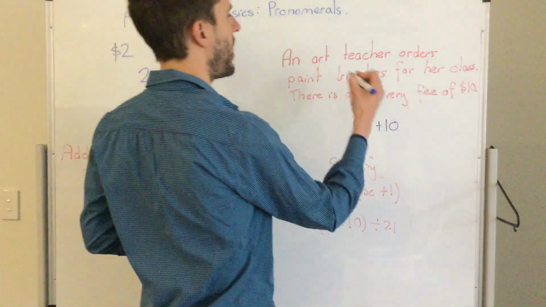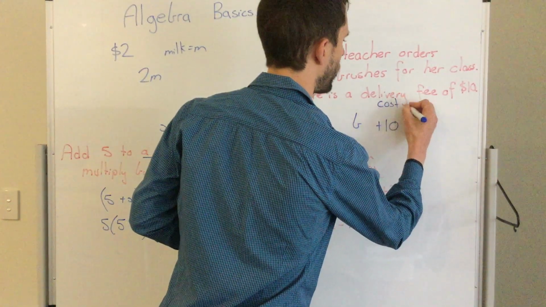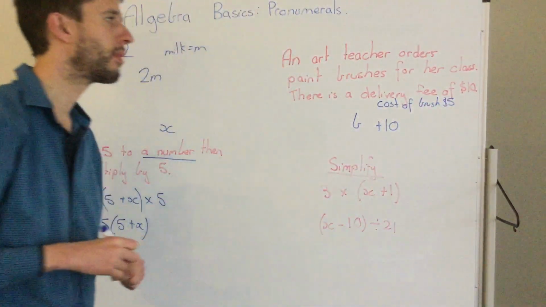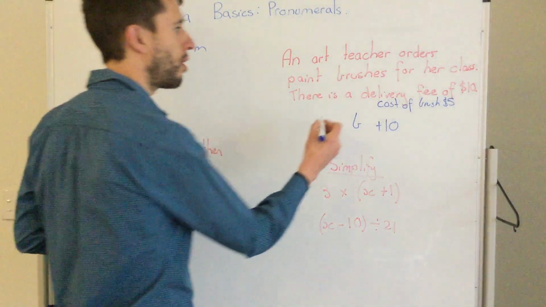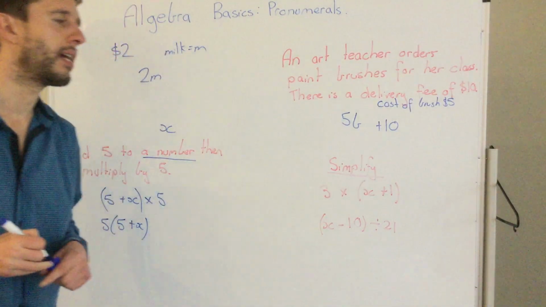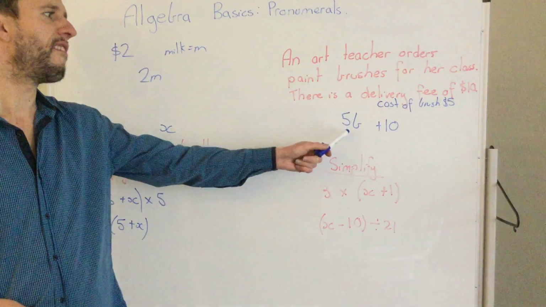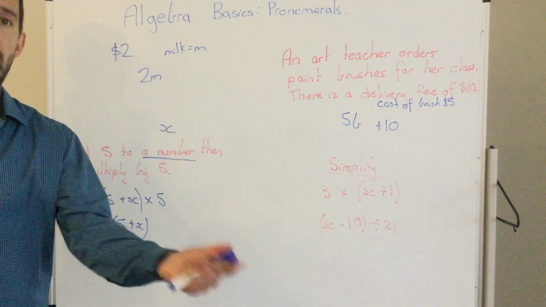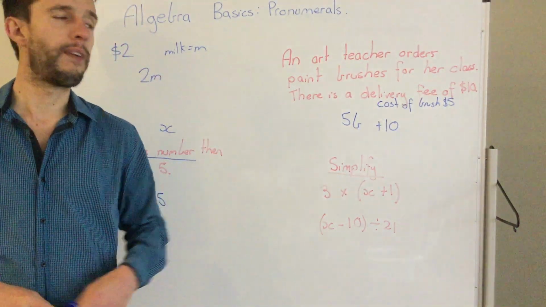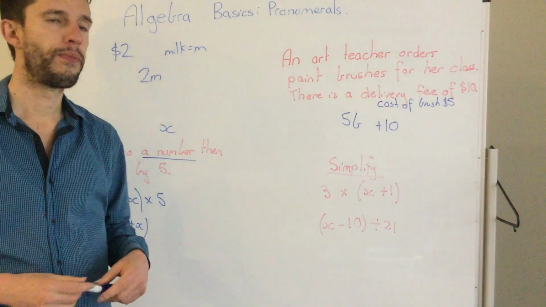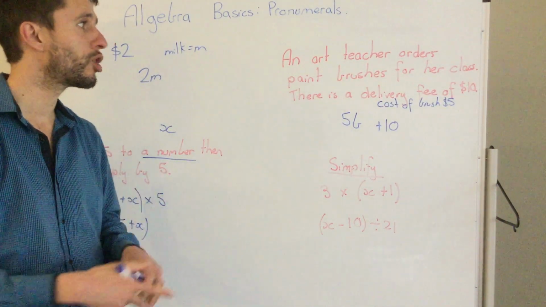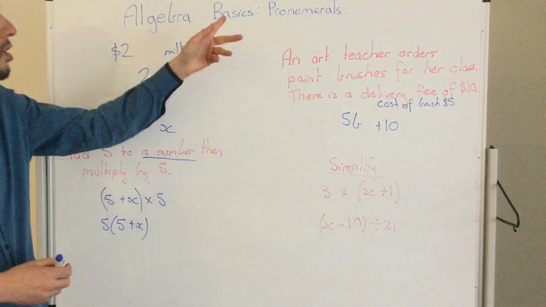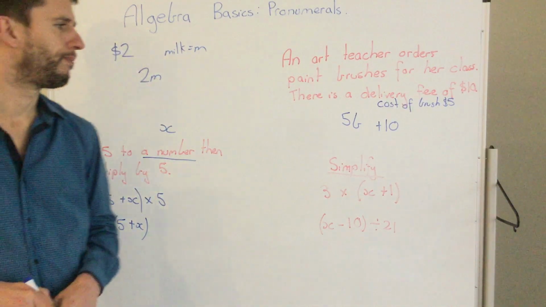Now let's think about the cost. The cost of a brush is $5. So if the cost of a paintbrush is $5, then I put the 5 next to the B. So 5B plus 10. So if the art teacher buys 5 brushes, 5 times 5 equals 25, plus 10 equals 35. So B will allow us to change the amount of brushes and give us the total cost. And that's why we use letters and we use algebra.